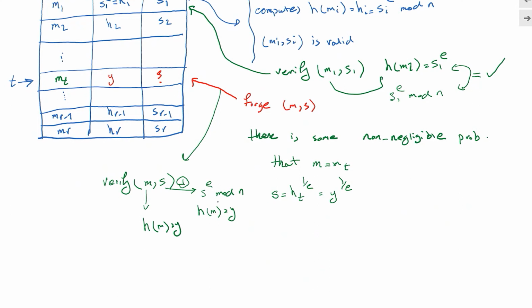And remember, we wanted to compute the eth root of Y. Some number like S that you raise to the power e mod N becomes Y. And the attacker just provided us that S, that number that we were looking for. And this basically concludes our proof.